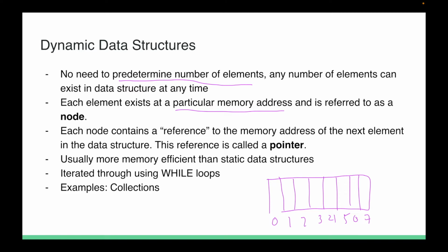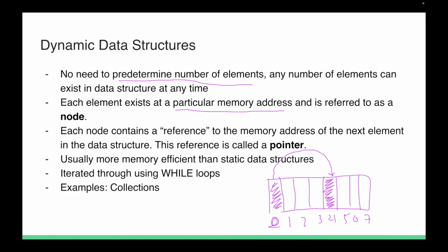Each one of these is called a node. The node has a pointer to the next element in the data structure, which could actually be anywhere else in the RAM. So for example, if we have a node of a dynamic data structure with some information in position 0 in the RAM, this being position 0, then we might have what's called a pointer to another position in the RAM, maybe right here.